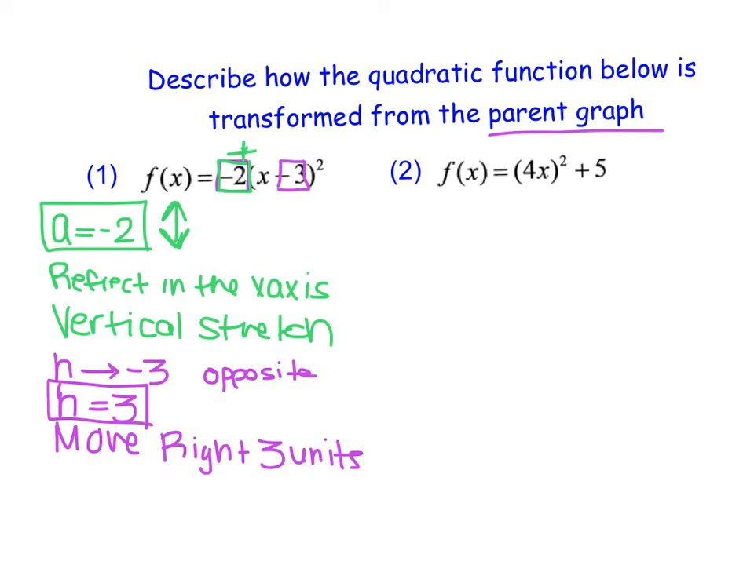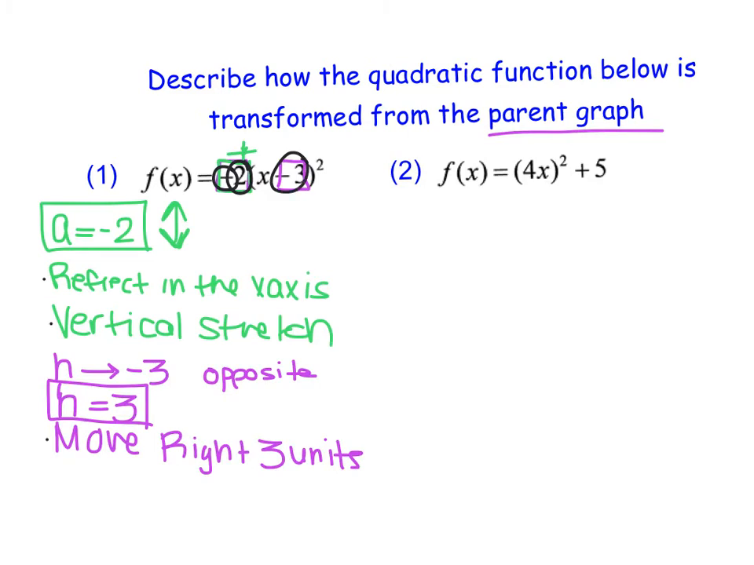So we have 3 different transformations taking place here. We have a reflection in the x-axis from the negative out in front, a vertical stretch by a factor of 2 from the 2, and we move right 3 units as a result of this -3 in here.